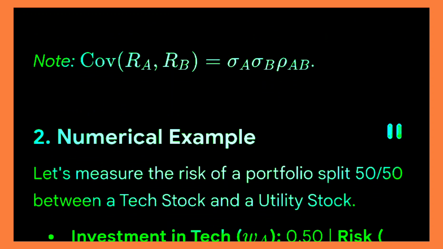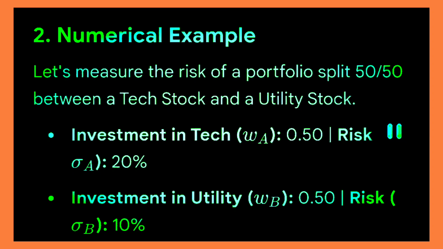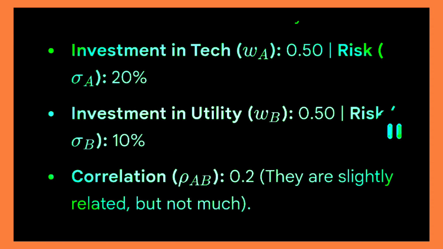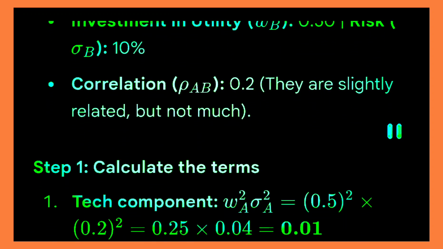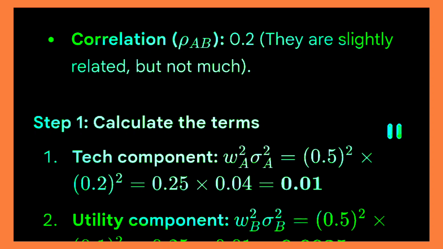2. Numerical example. Let's measure the risk of a portfolio split 50-50 between a tech stock and a utility stock. Investment in tech, W_A, 0.50. Risk, sigma_A, 20%. Investment in utility, W_B, 0.50. Risk, sigma_B, 10%. Correlation, rho_AB, 0.2. They are slightly related, but not much.